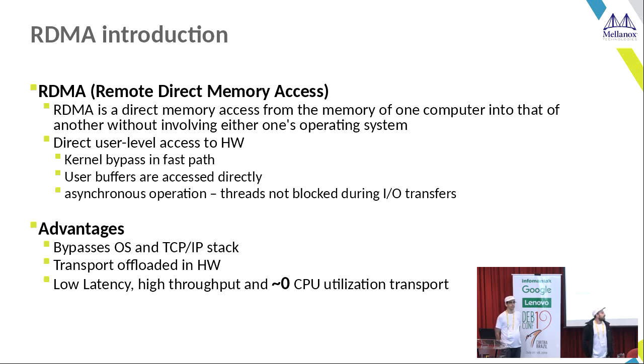As you know, the CPU is an expensive element in the data centers, and we should maximize the utilization of the CPU. Also, real-time applications require low latency and consistent response. So for this, we need RDMA. Also, RDMA is asynchronous, so threads are not blocked, and while we're transferring data, we can do anything else.